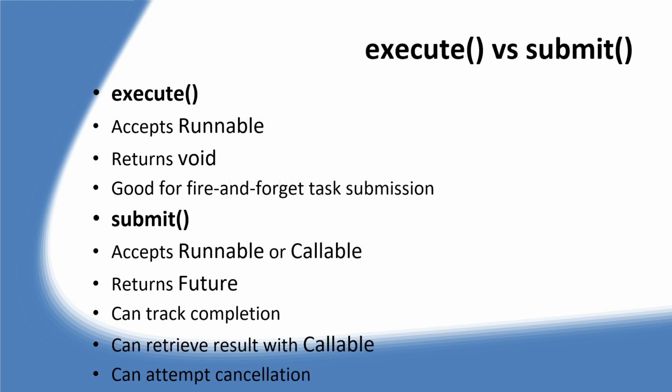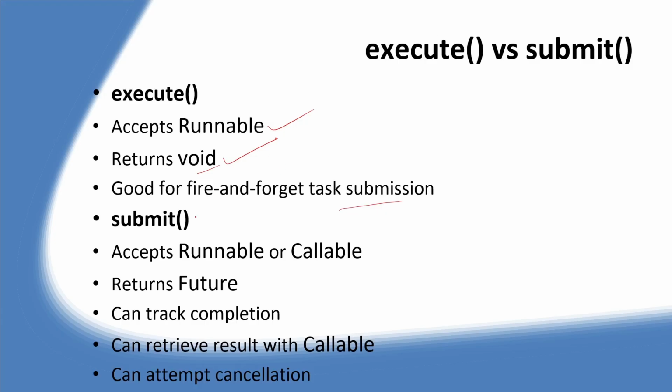So this is the comparison between execute and submit. Execute accepts a Runnable. We have seen in the example that with the help of Runnable, we were providing what task needs to be done. And it returns void. It is useful when we simply want to submit a task and do not need a future representing that submission. That means we do not want any future output. That's why the return type is void.